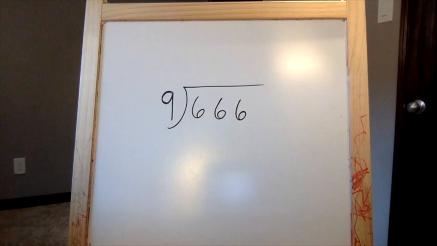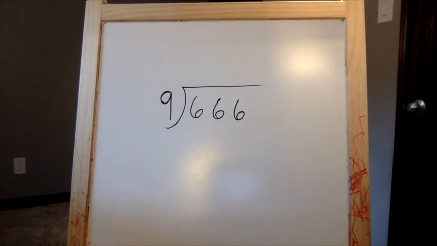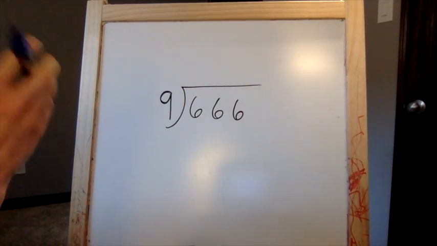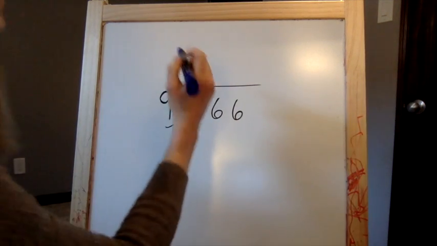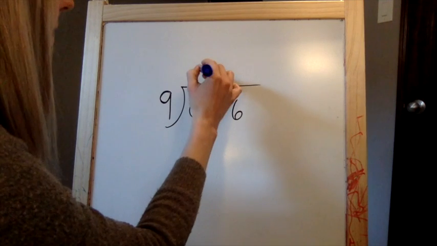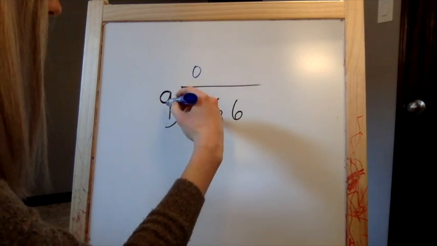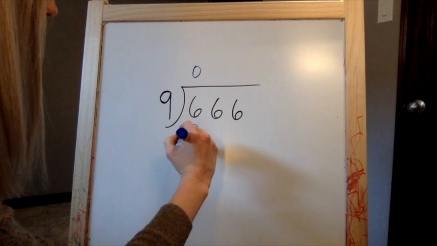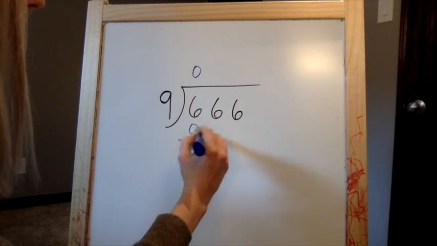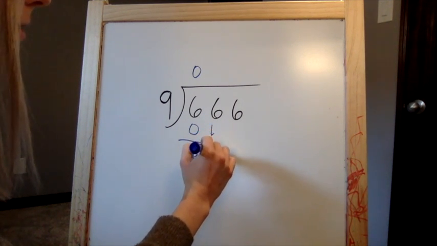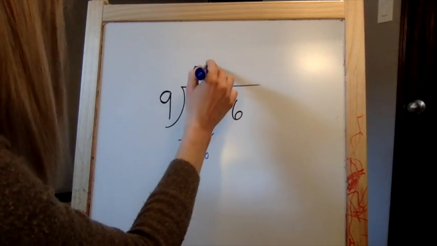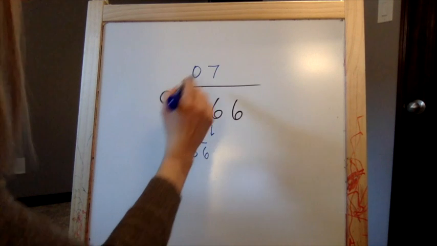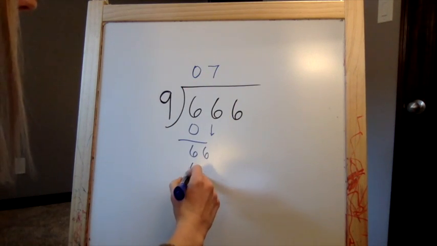Let's do the first one. So 666 divided by 9. 666 divided by 9. I said and, I shouldn't say and. So 9 goes into 6 0 times. It can't fit. 9 times 0 is 0. Subtract. We have 6. Bring down the 6. So 9 goes into 66 7 times. 9 times 7 is 63.